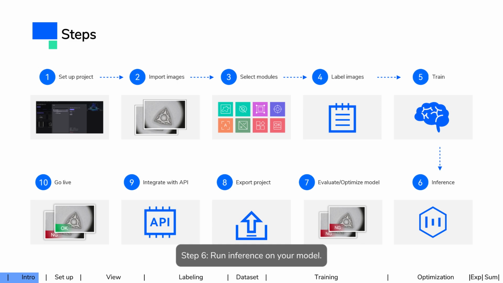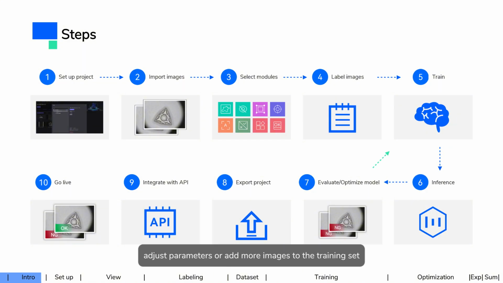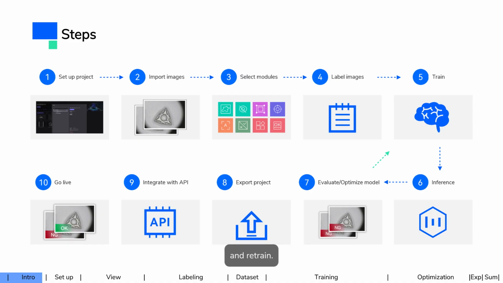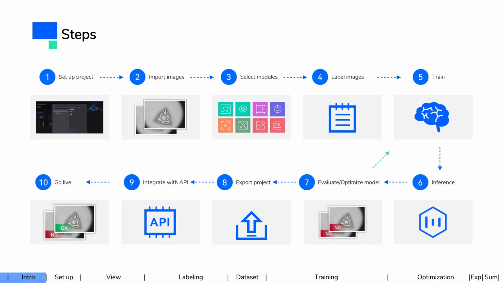Step 6: run inference on your model. Step 7: evaluate or optimize your model. If the results are unsatisfactory, go back to Step 5. Adjust parameters or add more images to the training set, and retrain. Once the model meets the desired performance, you can export it to the production site. Through API integration, the model can be embedded into the system software, completing the AI deployment process.